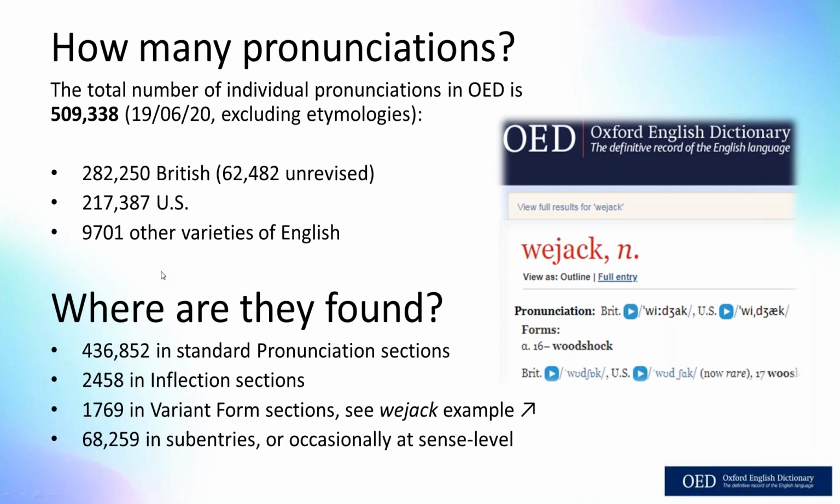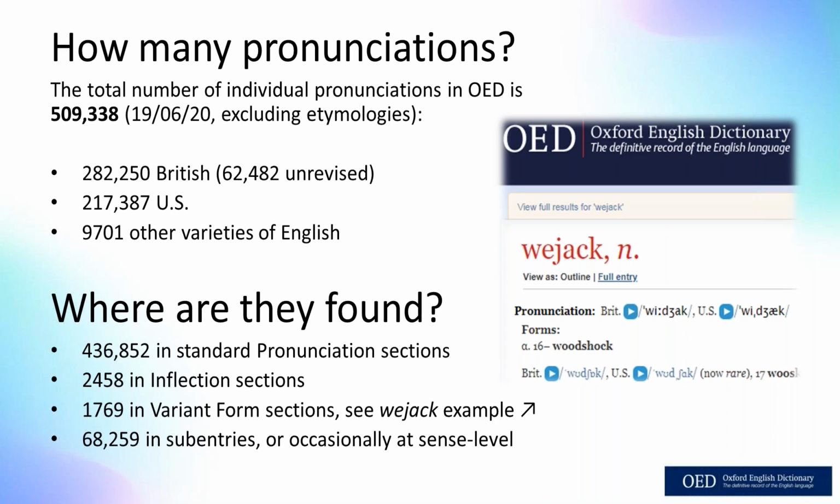Hello, everyone. So before we get into the detail of the pronunciation models, it's worth just outlining the scale of the OED's pronunciations. It's a constantly changing number as edits are made on a daily basis. So this is from a snapshot we took last month. We had just under 510,000 individual transcribed pronunciations. That's every separate pronunciation wherever it occurs, except for the etymology sections for reasons that we'll explain.